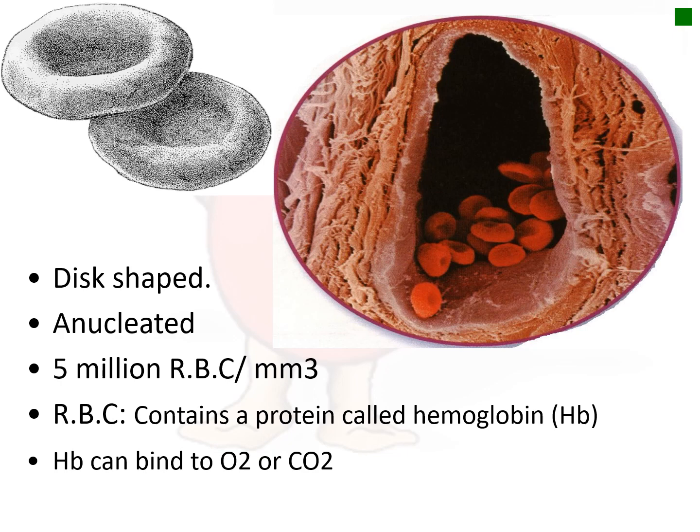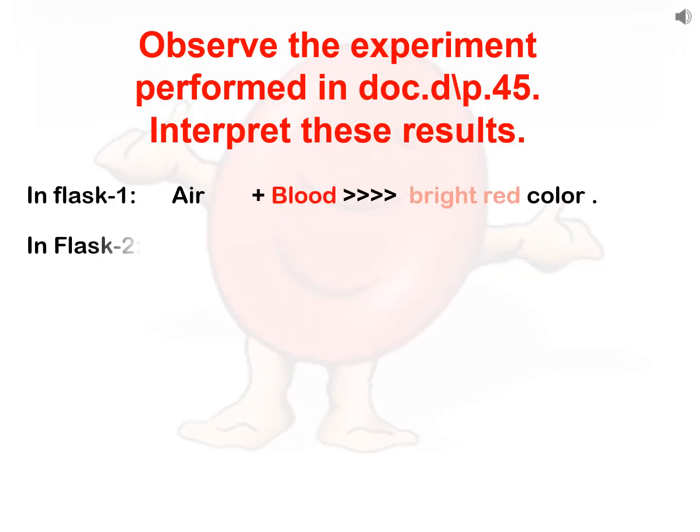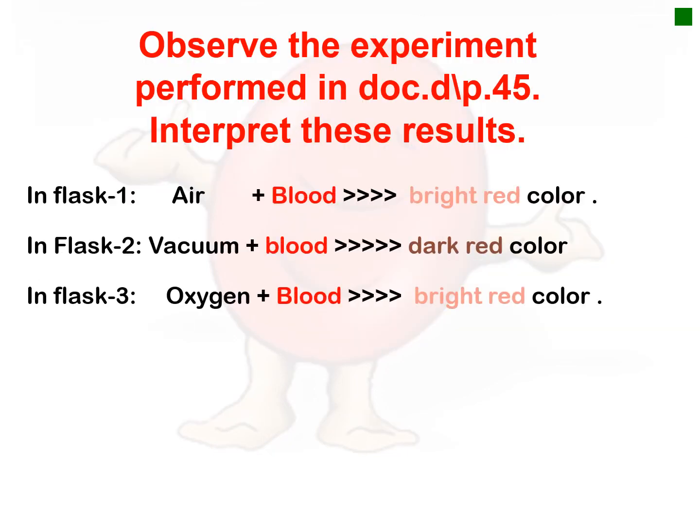Hemoglobin can bind to oxygen or carbon dioxide. Observe the experiment performed in document D of page 45 to interpret the results. Air plus blood gives bright red color. Vacuum plus blood gives dark red color. Bright red is due to the availability of the oxygen. Dark red is due to the richness in carbon dioxide and since it's poor in oxygen.